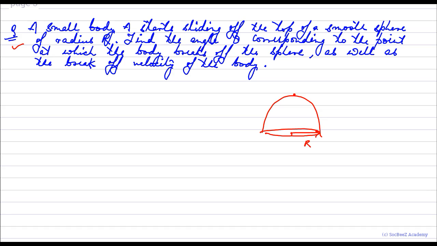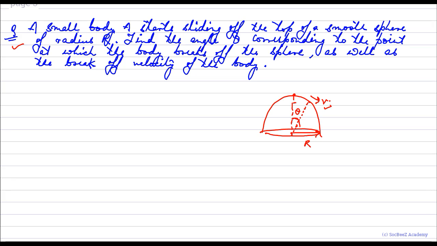It started sliding off with zero initial velocity from the top, and eventually it left the contact with the sphere, let's say at an angle of theta and with a velocity of v. I basically need to find out the angle at which the body breaks off with the sphere. So basically I need to find out theta and the velocity with which the body breaks off from the sphere.